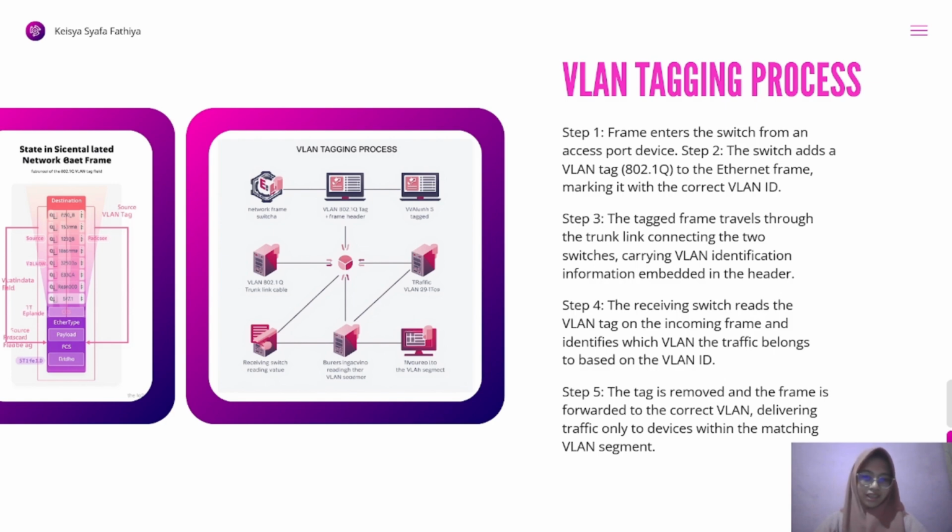The switch adds a VLAN tag before sending the frame to the trunk link. When the frame reaches the destination switch, the VLAN tag is read and the traffic is forwarded to the correct VLAN. This process happens automatically and efficiently.